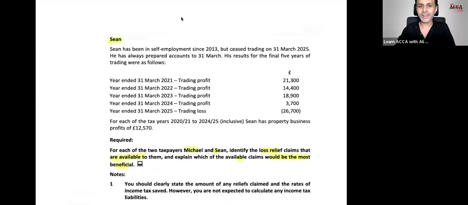And the last option we are going to apply in this last part, the name of which one is Sean, has been in self-employment since 2013, but ceased the trade. So the moment the word cessation comes into play, you have to suddenly start thinking of terminal loss relief. And the loss in the last 12 months of the trade is in fact called a terminal loss. So I can call this one terminal loss. He has always been preparing accounts to the 31st of March. His results for the final 5 years of the trade are as follows. In each tax year, Sean also has a property income of 12570, which will be exhausted by the personal allowance.